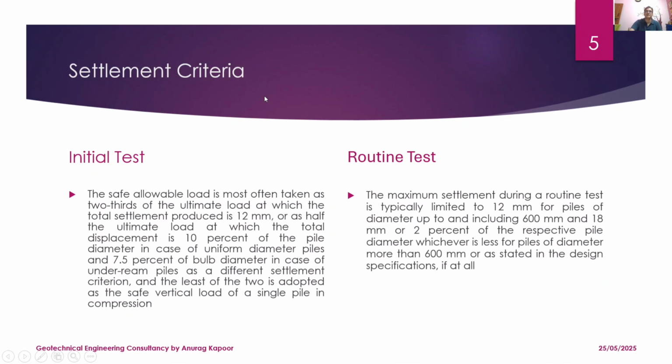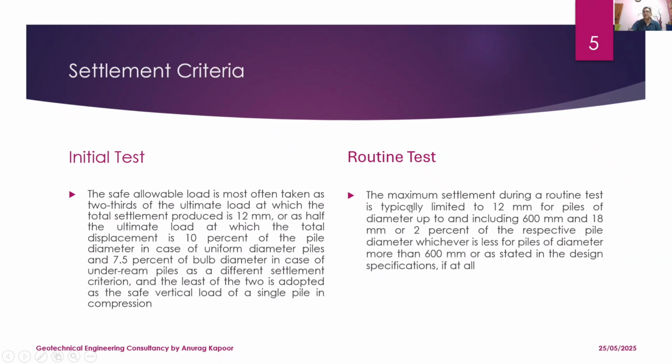Next, the second is the settlement criteria. In case of initial test, the safe allowable load is most often taken as 2/3 of the ultimate load at which the total settlement produced is 12 mm, or as half the ultimate load at which the total displacement, that is the settlement, is 10% of the pile diameter in case of uniform diameter piles and 7.5% of the bulb diameter in case of underream piles as a different settlement criteria. And the least of the two is adopted as the safe vertical load of a single pile in compression.